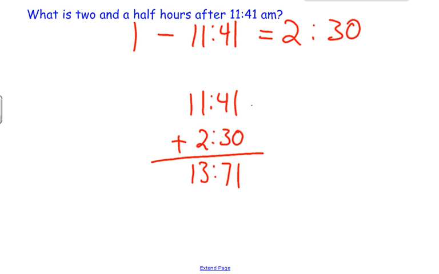Since this is 11:41 a.m., that means the instant we get to 12, we're going to switch to p.m. And so 13 is 1 more than 12, and so we went from 11 to 12 to 13, so the hour 1 plus 12 p.m. would be 1 p.m. So our 13 really represents a 1 p.m.